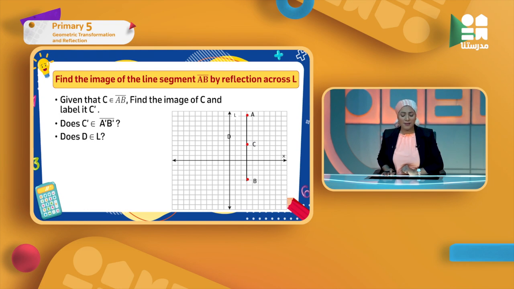Find the image of the line segment AB by reflection across L. L this time is my vertical axis. So here I want the reflection for this one, given that C belongs to AB, and find the image of C and label it C dash. Then I will answer a couple of questions. هنا ال point A بعيدة عن ال L axis 3 units. C بعيدة 3 units, B also بعيدة 3 units, then I will locate my mirror image, so it will be here the first one, reflection بتاعت point A, A dash, reflection of point C, C dash, reflection of point B is B dash, then I will join them.